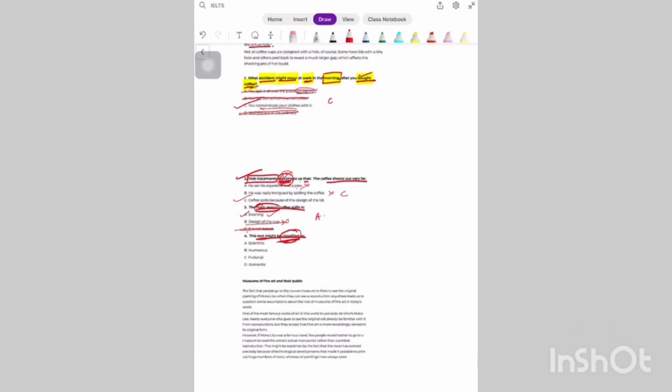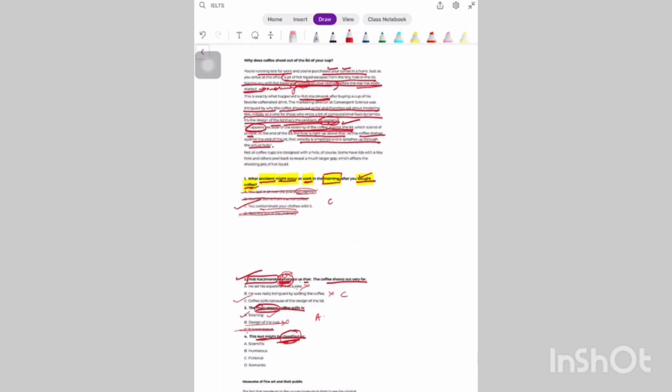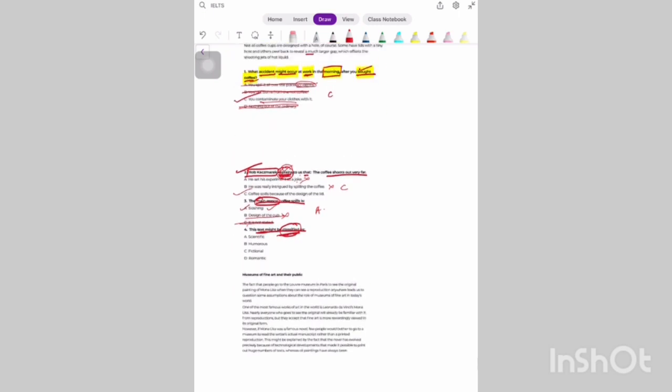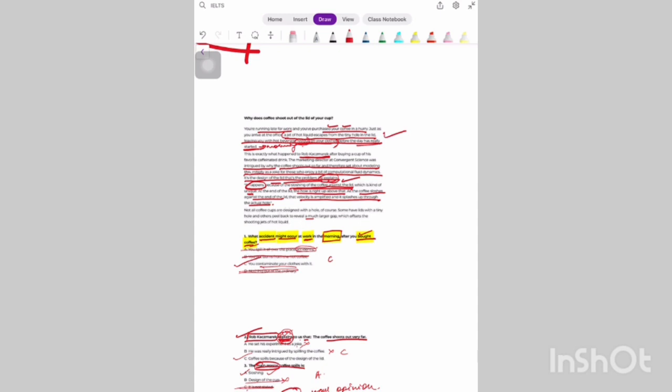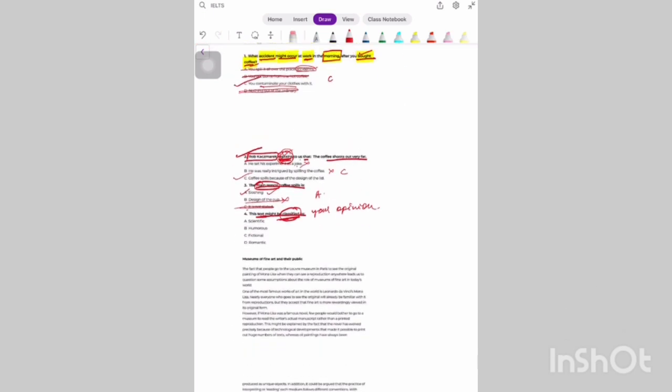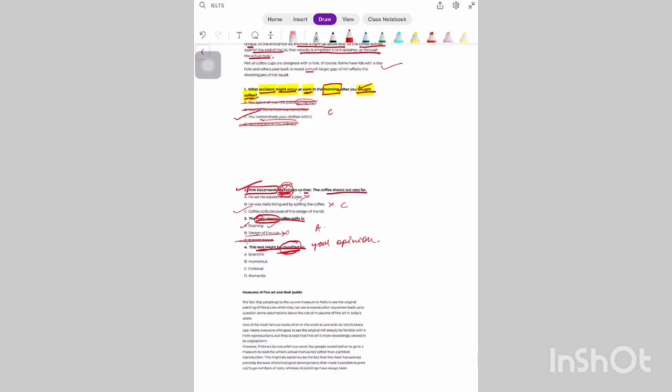Fourth question is, this text might be classified as... Okay, not all coffee cups are designed with a hole, of course. Some have lids with a tiny hole, just peel back to reveal a larger gap, which offsets shooting jets of hot coffee. So this is where they have asked your opinion. Now look at this paragraph. I have read paragraphs 1, 2, 3. Only this was remaining. Had I found the answer here? Not exactly. So I've read this paragraph as well in a very skim and scan pattern. Now the text might be classified as, they have asked your opinion. You have read the 4 paragraphs.